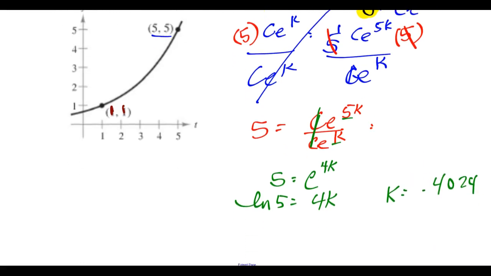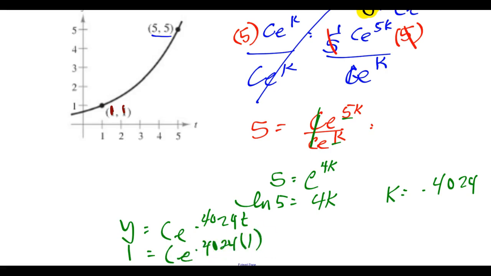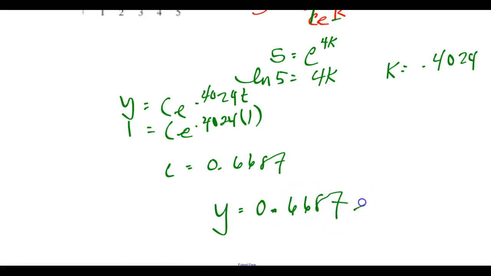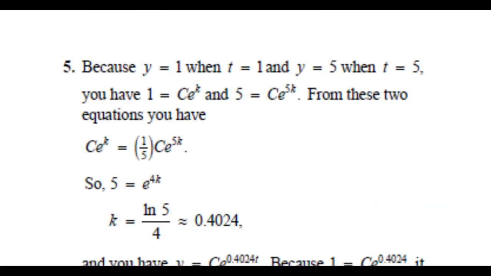Oh, this is a long problem. So then we go back, y is equal to C e to the 0.4024t, and I can plug in a 1 and another 1 here and solve for C, and see if you don't get C equaling 0.6687. So then the final solution is y equals 0.6687 e to the 0.4024t. Oh, that was rough. What did they do?